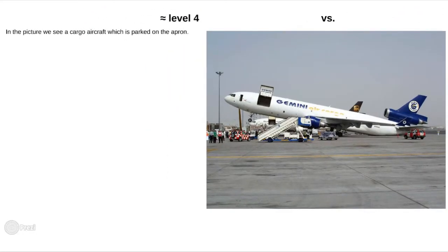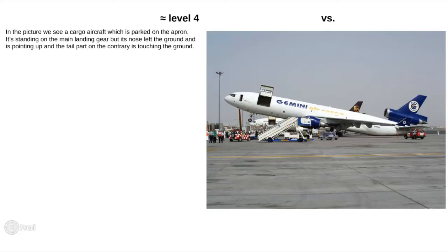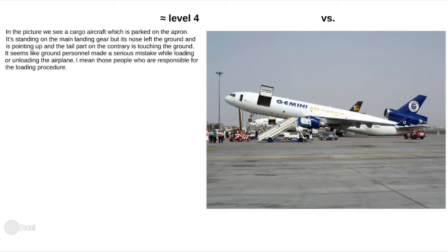In this picture, we see a cargo aircraft, which is parked on the apron. It's standing on the main landing gear, but its nose left the ground and is now pointing up, and the tail part, on the contrary, is touching the ground. It seems like ground personnel made a serious mistake while loading or unloading the airplane. I mean those people who are responsible for the loading procedure.